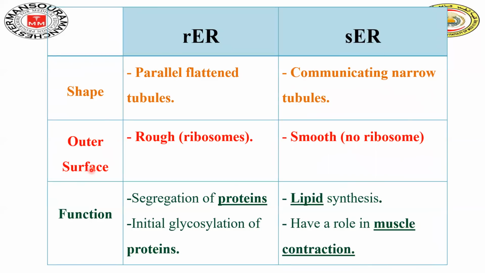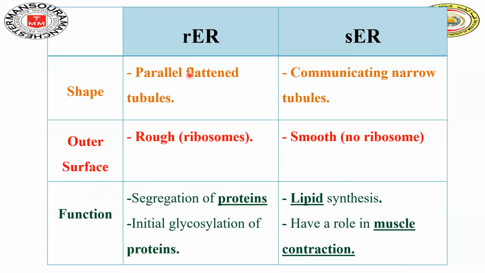Regarding the surface, we mentioned that before. One has a rough surface, called rough endoplasmic reticulum, and the smooth one has a smooth surface. What is the cause of this roughness and smoothness? Simply the presence or absence of ribosomes. If the endoplasmic reticulum has ribosomes attached to its outer surface, it is the rough type. The smooth type is smooth due to the absence of ribosomes. No ribosomes are attached to its outer surface. So this is the second difference between rough and smooth types.